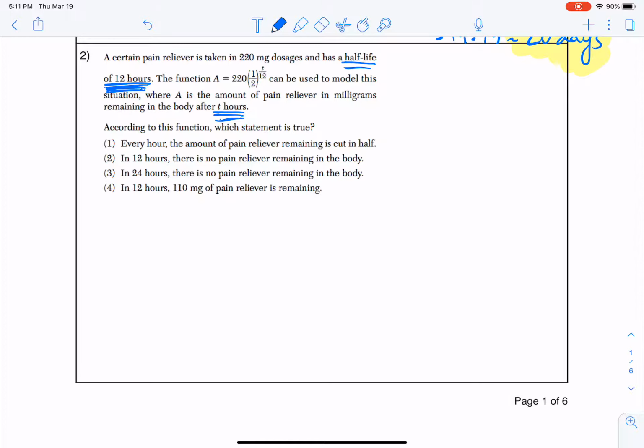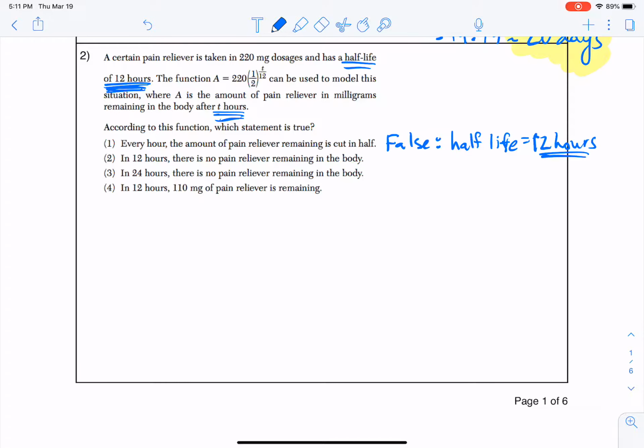Well, how long is a half-life? A half-life is 12 hours. So this is false, because we're told a half-life is 12 hours. So it takes 12 hours for the amount of medicine in the body, or the amount of pain reliever, to be cut in half.